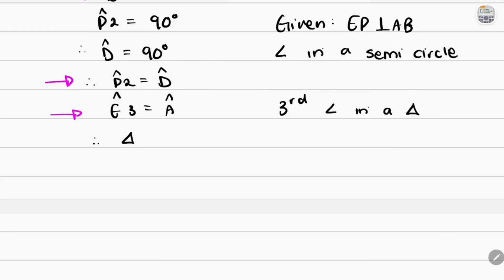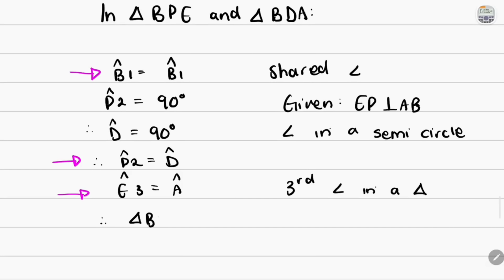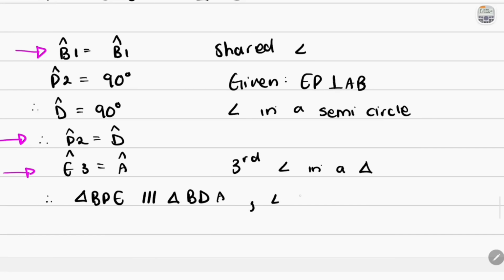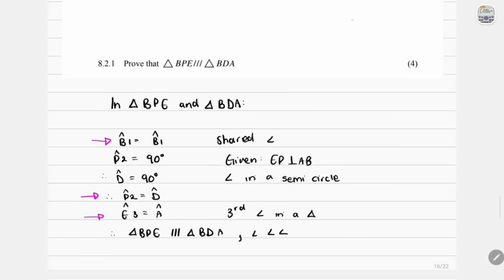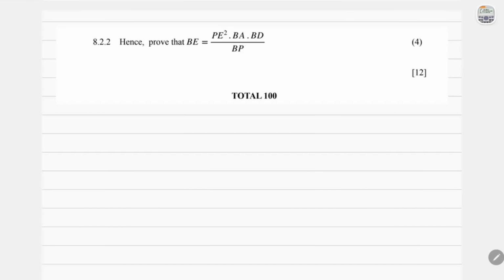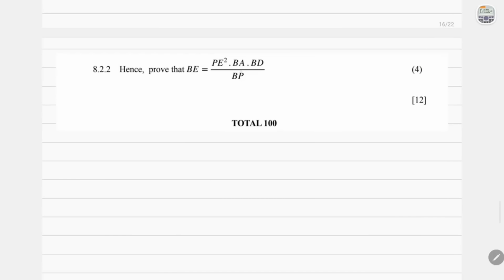So finally, triangle BPE is similar to triangle BDA because we have three sets of equal angles. And that is our answer. Moving on to the next question. Question 8.2.2 says, hence prove that BE is equal to PE squared multiplied by BA times BD over BP.